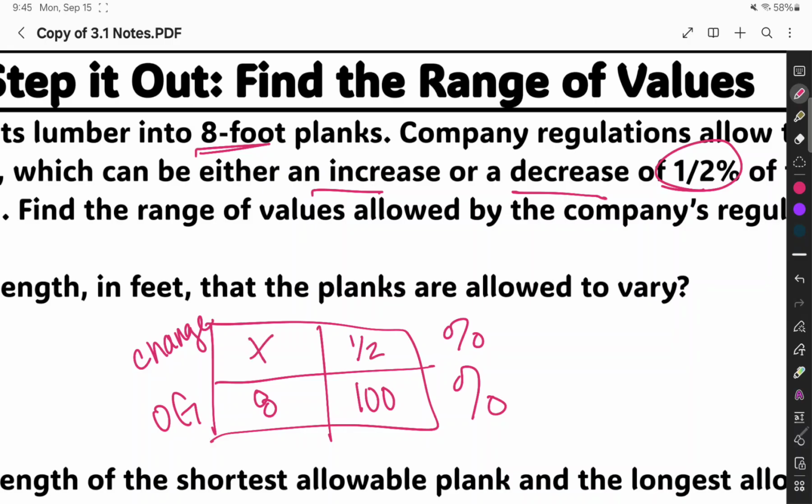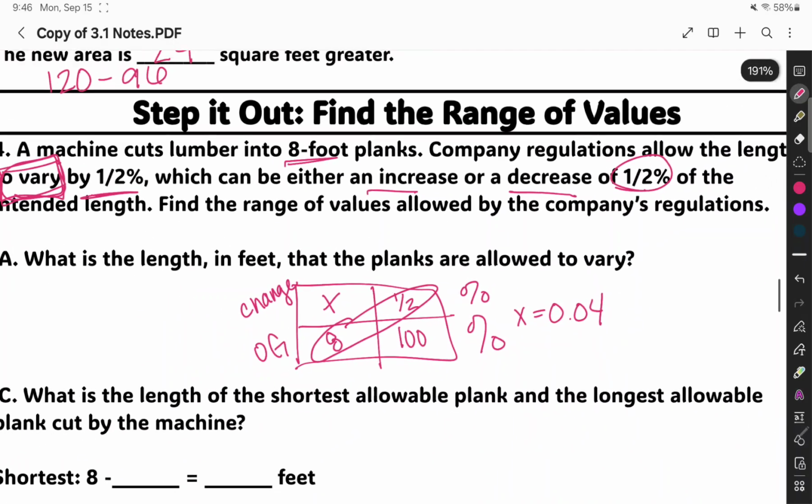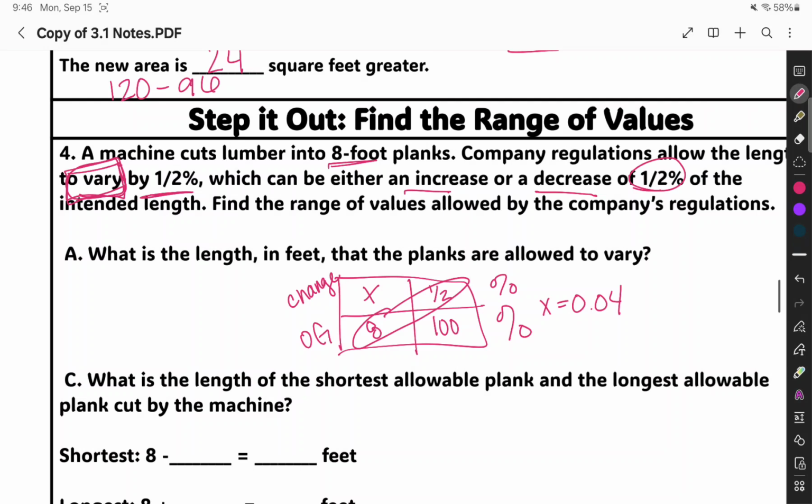So that means the only box left we're looking for is the amount of change. How much can it change? How much less can it be? How much greater can it be? So we're going to cross multiply 8 times 0.5, and then we're going to divide that by 100. Okay, so original 8 feet times 1/2 divided by 100 gives me 0.04 of a foot. So it only can vary by a teeny tiny amount.